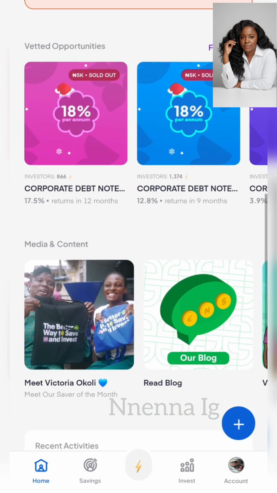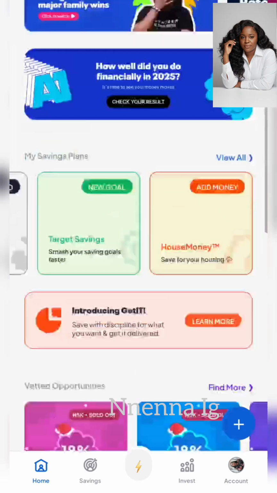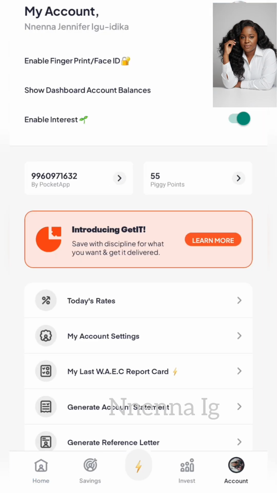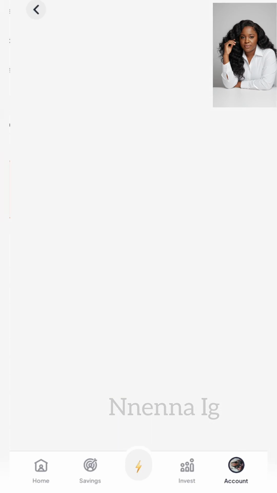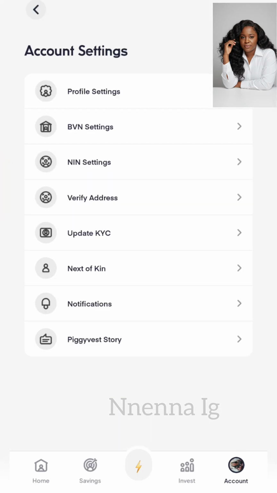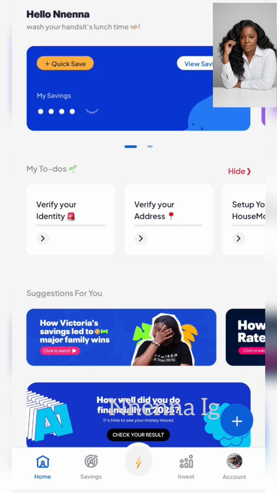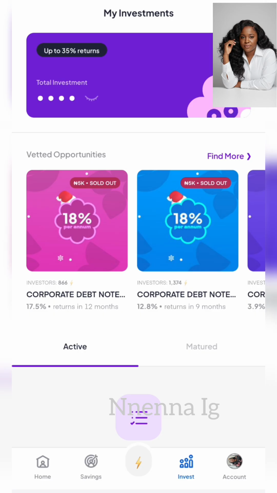Lest I forget, you need to set up your account. Just tap on the account icon at the bottom there, and tap on My Account Settings. You will see all the things you need to update: profile settings, BVN settings, name, address, KYC, next of kin. You input all that information so that your profile will be complete before you start investing. That is also where you put the account number where you want the money to go whenever you want to withdraw.